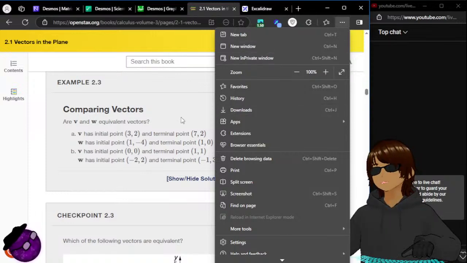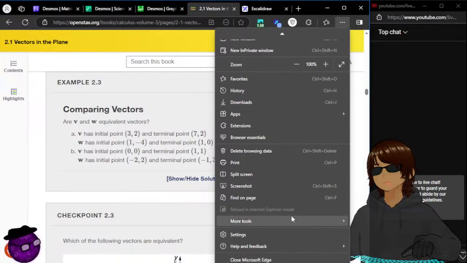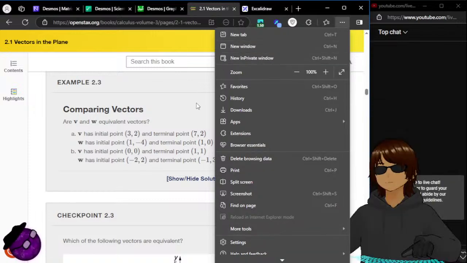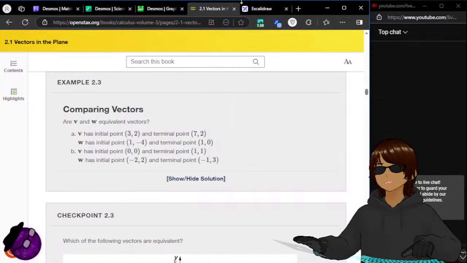Is there a way to draw on the web page? So I thought Microsoft Edge had one of those.